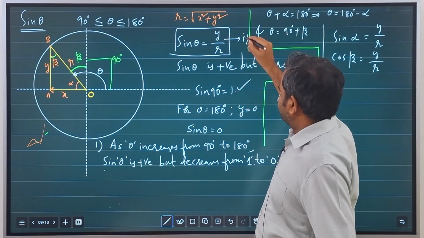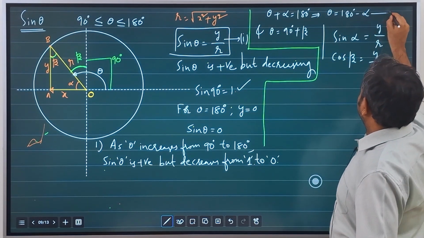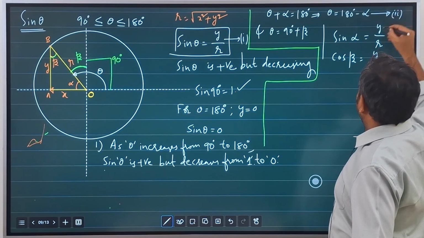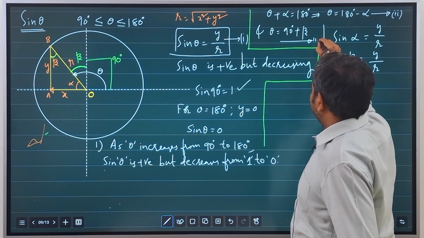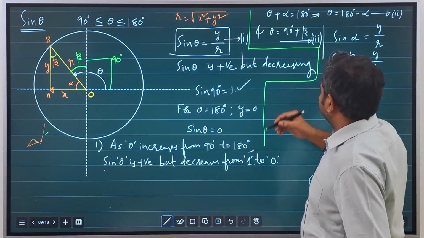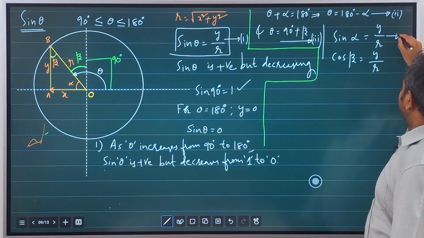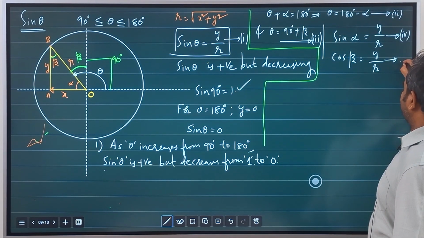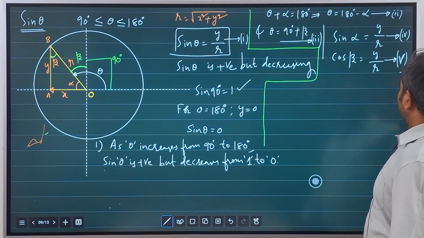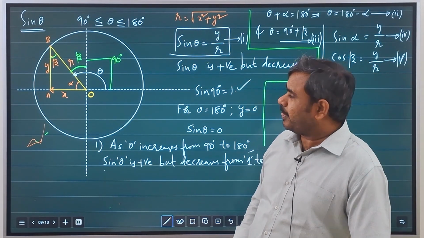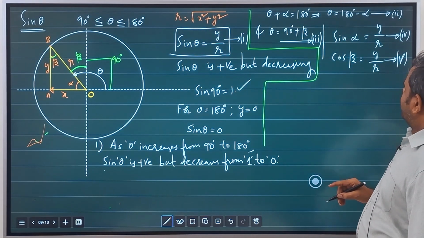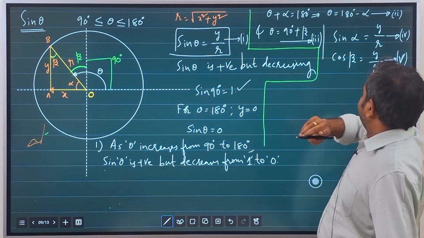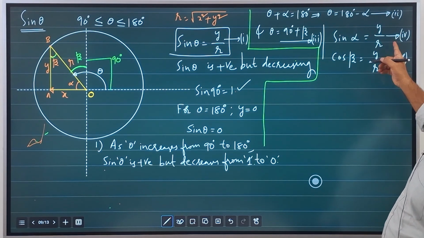Call this equation number 1. Theta is equal to 180 degrees minus alpha. Call this equation number 2. Theta is also equal to 90 degrees plus beta. Call this equation number 3. And sin alpha is equal to y by r, call this equation number 4. Cos beta is equal to y by r, call this equation number 5. Now from these 5 equations, look at only the first equation, second equation and fourth equation.